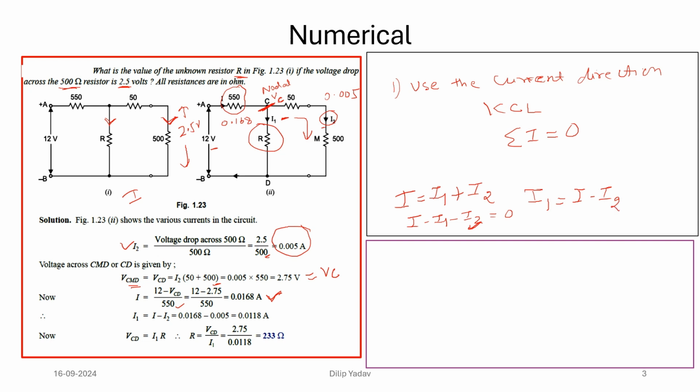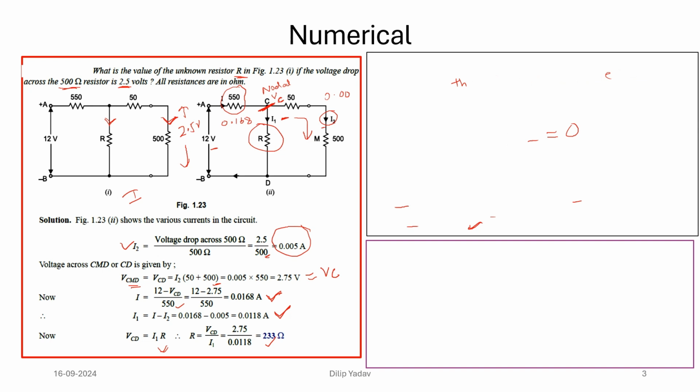Simple. So this is how we are going to calculate, and we have calculated the value of the current across this. Now we know the voltage, so voltage V is equal to IR. Using Ohm's law, we can calculate the value. R has been calculated. So now coming to the next numerical that we have right now is this.